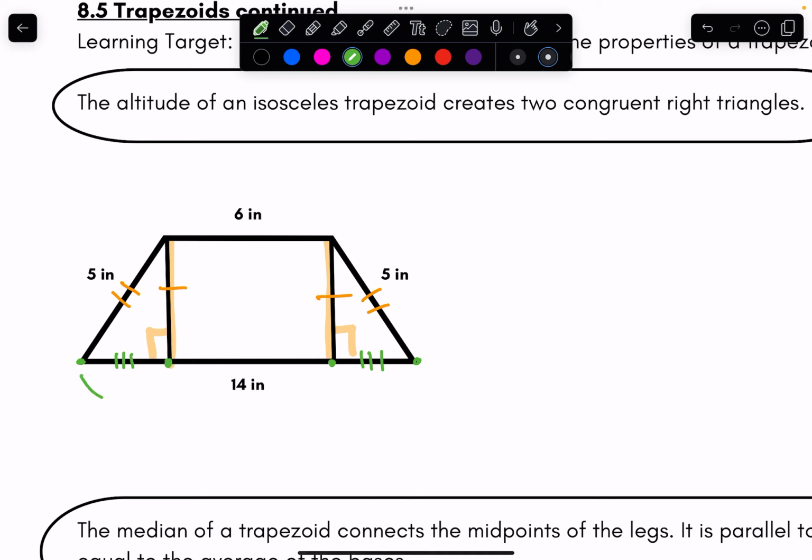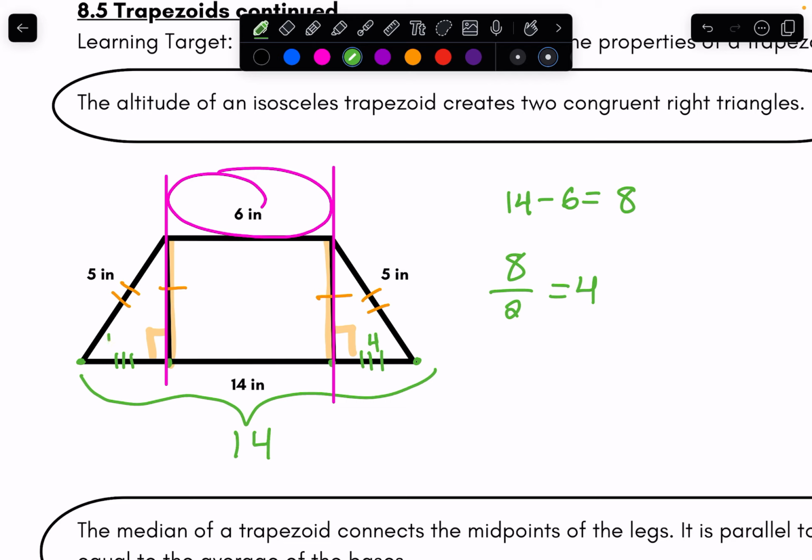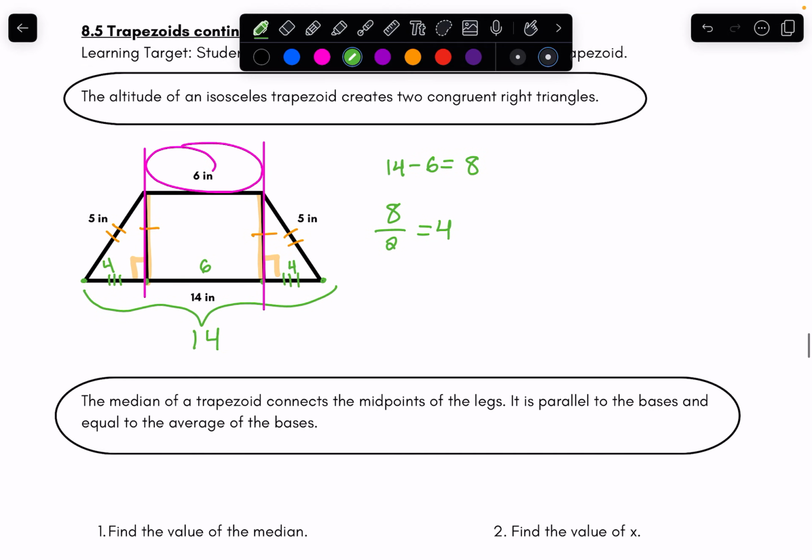Now, how do we figure out what those pieces are? Well, this 14 inches is referring to the entire thing. This 6 is referring to this portion. So if you take the 14 and subtract 6, you're left with 8. So the 8 is the distance of both of the greens. So you divide it by 2. So each of these will be 4, because if this is 6, 4 plus 6 plus 4 gives you 14. Just something that you need to be aware of for some problems that will pop up.